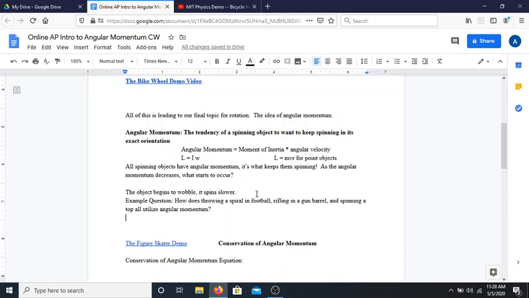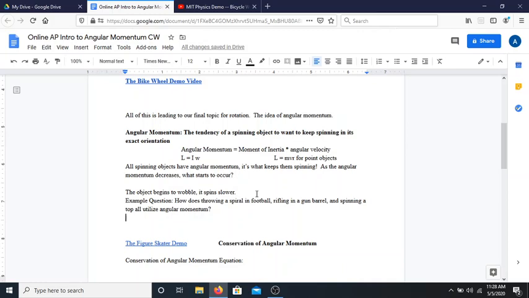How does throwing a spiral in a football, rifling in a gun barrel, and spinning a top all utilize angular momentum? So take a second or two, just pause the video. Think about how everything we just talked about, how angular momentum might be useful for those things. And then once you're ready, come back and we'll talk about it.